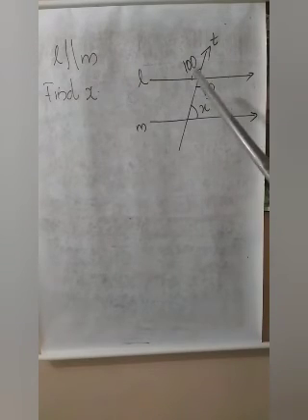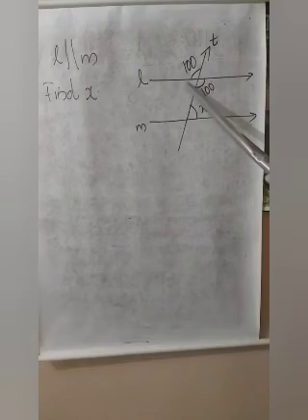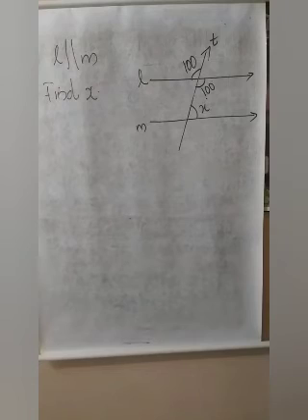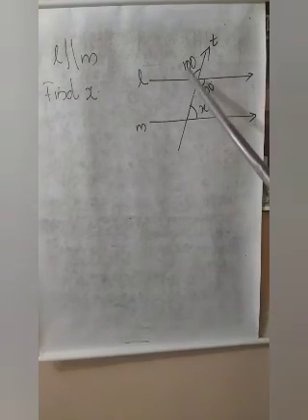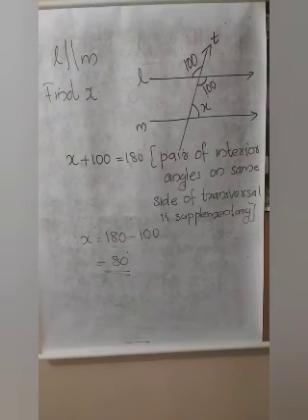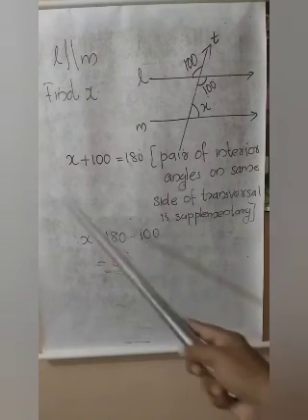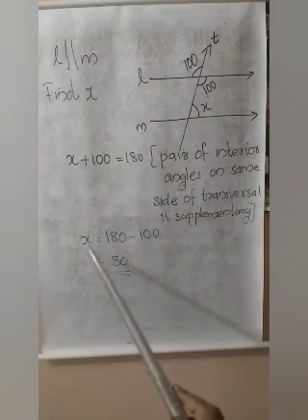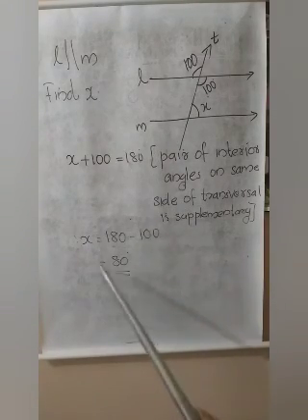Or otherwise, if you find this angle, how can you find it? 100 plus this angle is 180. What is the reason? Linear pair. So from that you will get this angle, and this angle and this angle are equal because of alternate interior angles. Any concept you can apply here. So by using the concept of interior angles on the same side of the transversal, I got the value of X equal to 80 degrees. How is X plus 100 equal to 180 degrees? Reason: the interior angles on the same side of the transversal are supplementary. Now solving for X, we get X equal to 180 minus 100, that is 80.